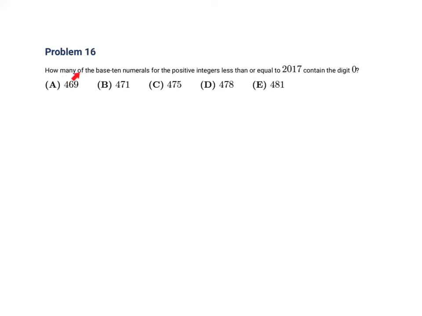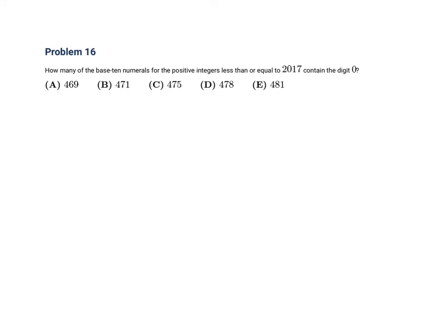In this problem, we want to find the number of numerals, which means numbers, for the positive integers less than or equal to 2017 that contain the digit 0. Well, the strategy is to figure out how many do not contain 0. Then we subtract from 2017, right? There are 2017 positive integers. So here's how we are going to do that.